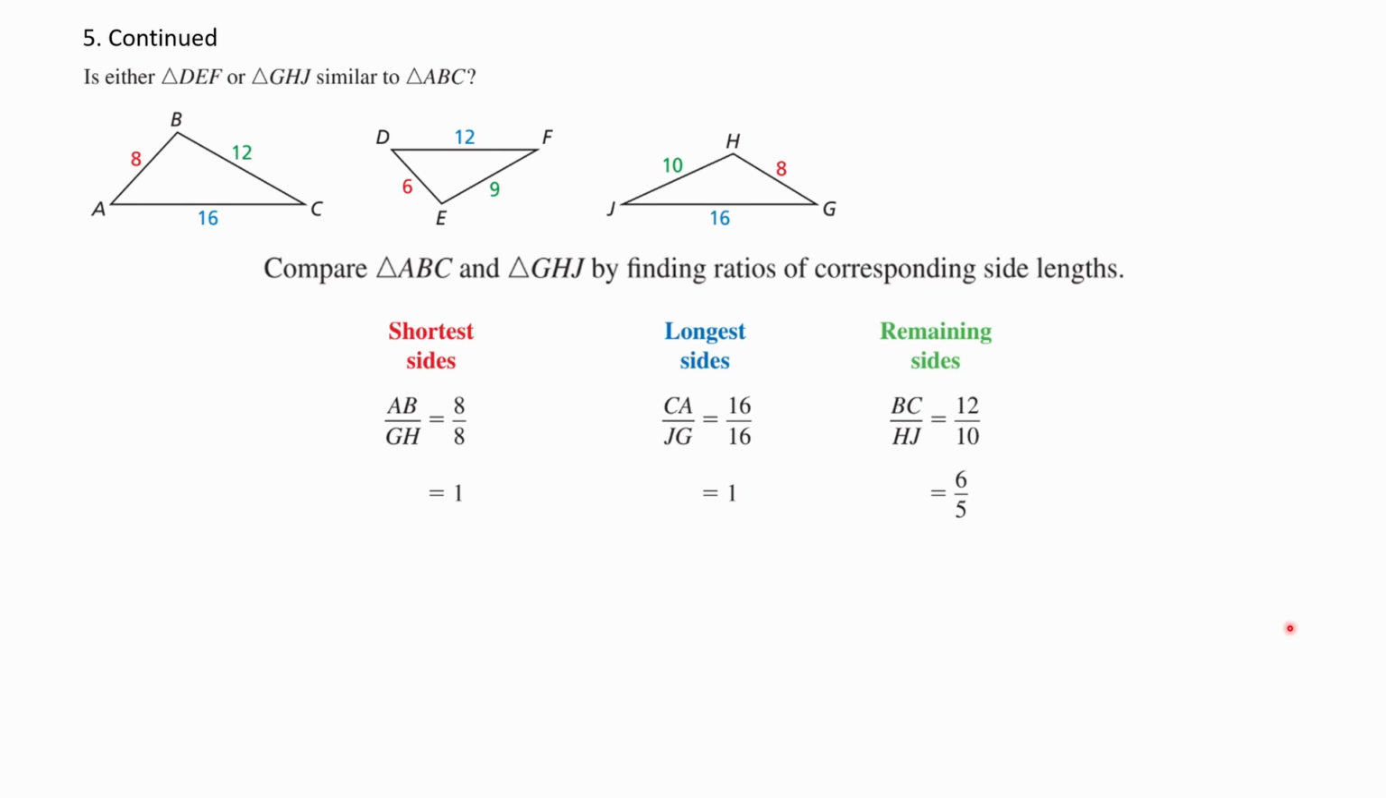here is my solution. The shortest sides, AB and GH, are 8/8, which is 1. The longest sides, CA and JG, are 16/16, which is also 1. However, BC and HJ are not equal to each other, so the remaining sides have a ratio of 6/5, which is not 1. So in this case, they're not equal, and these triangles are not similar.